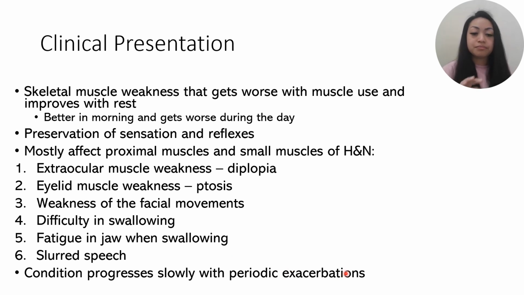So again, to recap, clinical presentation: usually we know that the muscles get fatigued the more that we use them, but this improves with rest. So the symptoms are usually better in the morning and progressively get worse during the evening as more and more activities are performed during the day. Myasthenia gravis typically affects the proximal muscles and the small muscles of the head and neck. Which exact muscles? The extraocular muscles of the eye, if fatigued, cause changes in vision like diplopia.